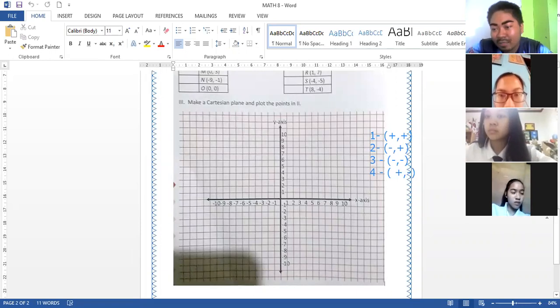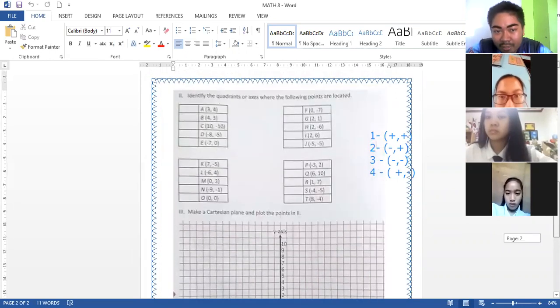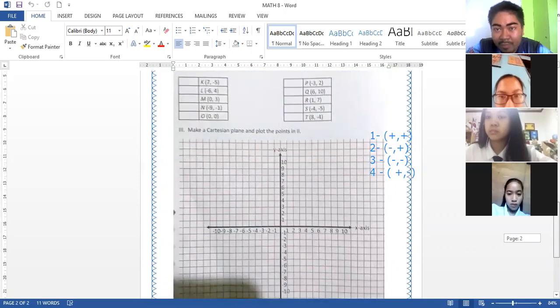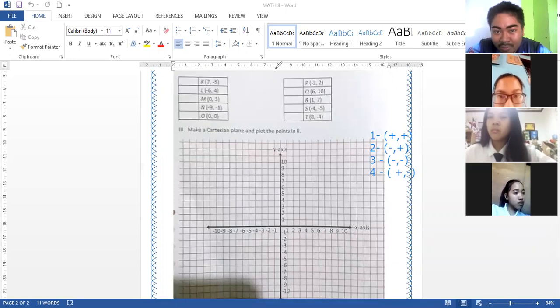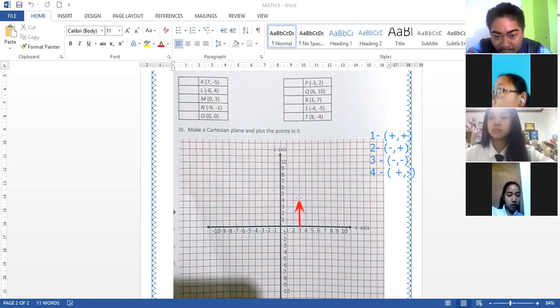Ganun lang. For example, gawin natin. We have 3 and 4. Positive 3 and positive 4. So, nasan siya? Quadrant 1. So, nasan yung positive 3? So, this is 3. Tama? Hanapin mo ngayon, positive 4. Aakyat ka or bababa? That is aakyat. Di ba? Kasi positive siya. Therefore, aakyat ka papunta sa 4.